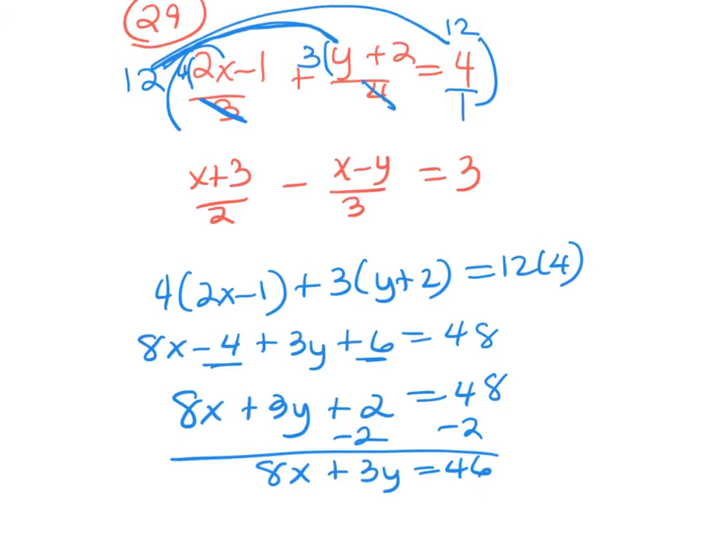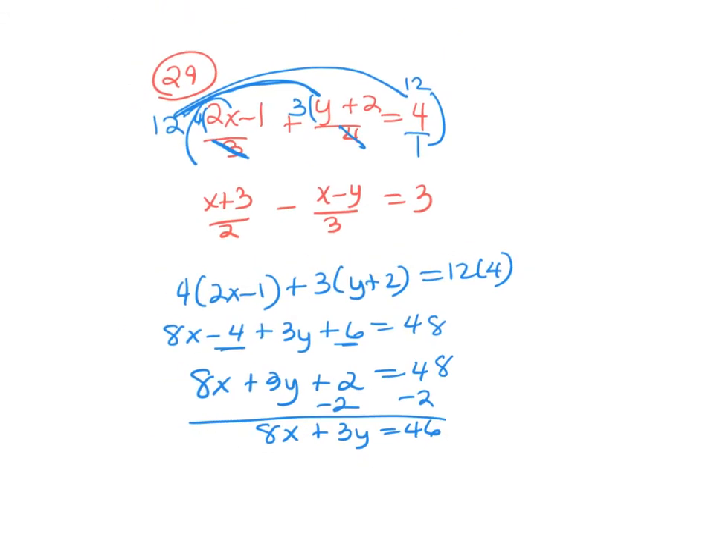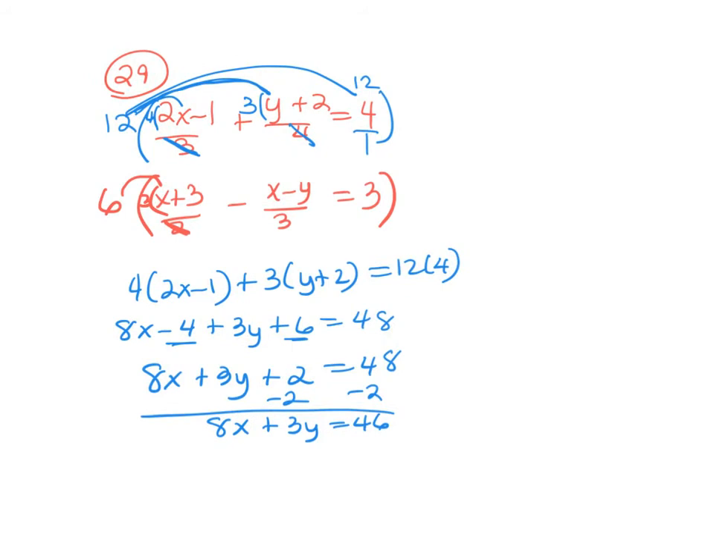Now I'm going to work with the next one. I'll do this one in red. My common denominator between 2 and 3 is 6. So when I distribute it here, 6 divided by 2 is 3, so I distribute a 3 to the x plus 3. When I distribute it here, 6 divided by this 3 is 2, so I'm going to distribute a 2.